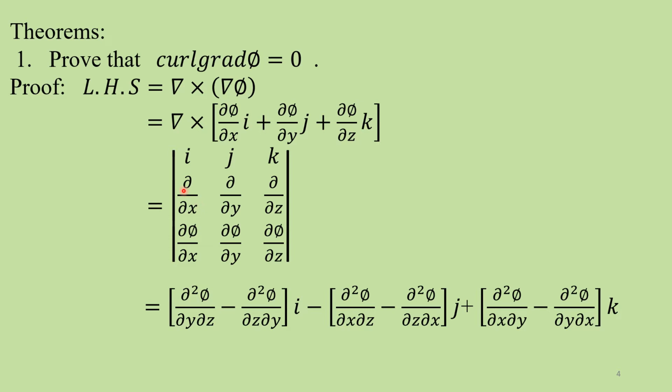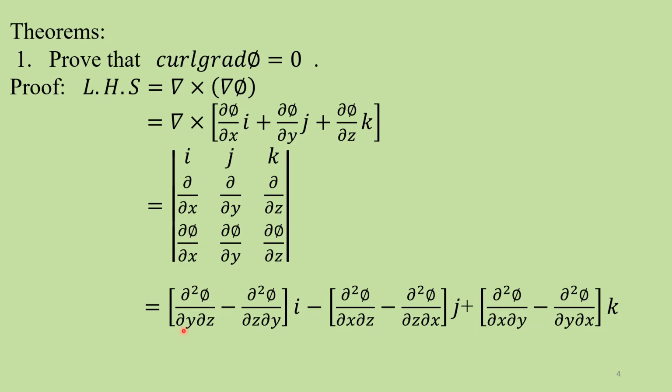minus j into ∂/∂x of ∂φ/∂z, that is ∂²φ/∂x∂z, minus ∂/∂z of ∂φ/∂x, that is ∂²φ/∂z∂x. Now the component of k, that is ∂/∂x of ∂φ/∂y, ∂²φ/∂x∂y, minus ∂²φ/∂y∂x.